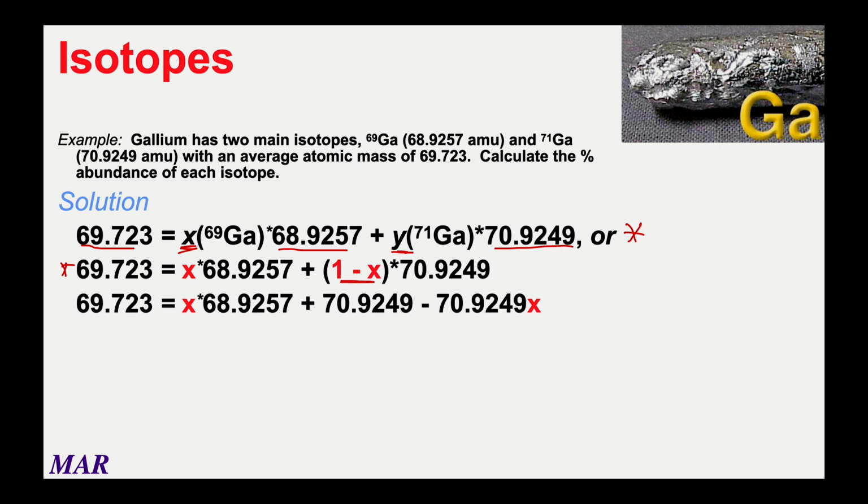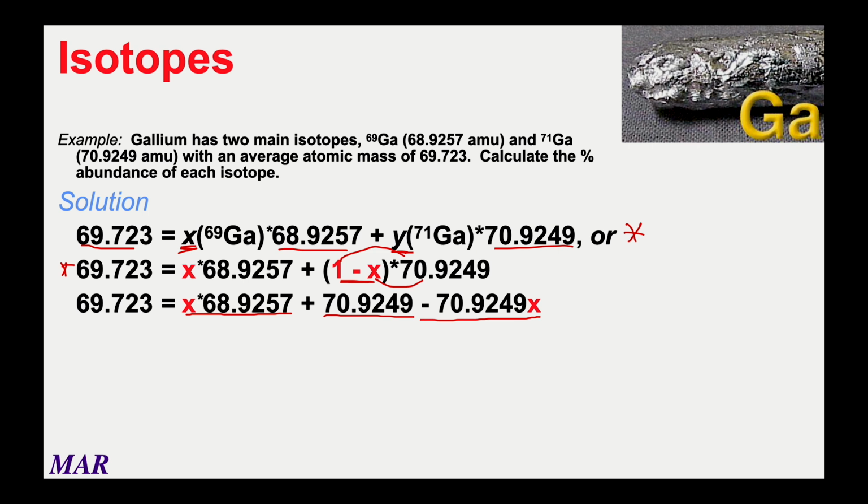To break up this 1 minus X, we use what's called the distributive property. 1 times 70.9249 is just that number. And minus X times that number, minus 70.9249X. So now we have two X terms. We can combine those two together. So we go 68.9257 minus 70.9249. And that number, which will be negative, will be the number of X's.